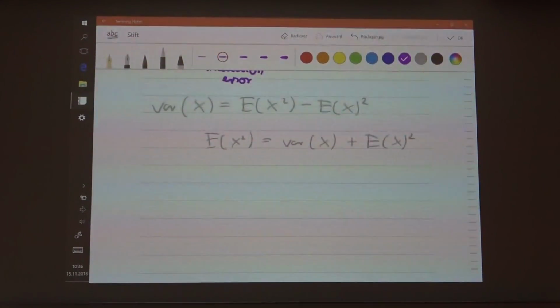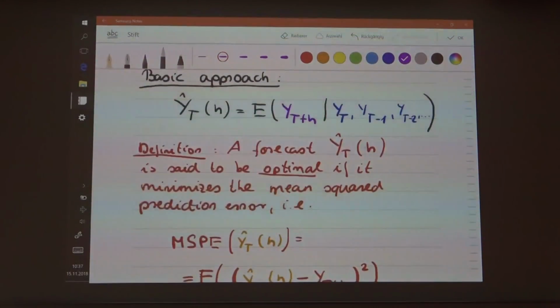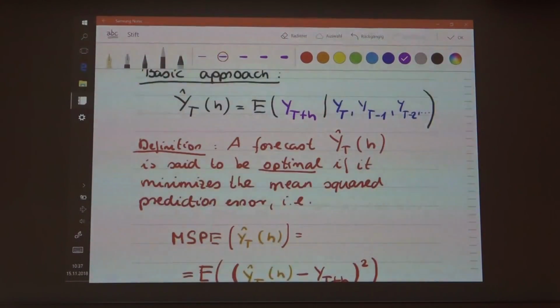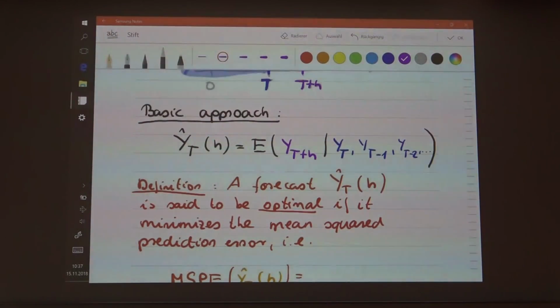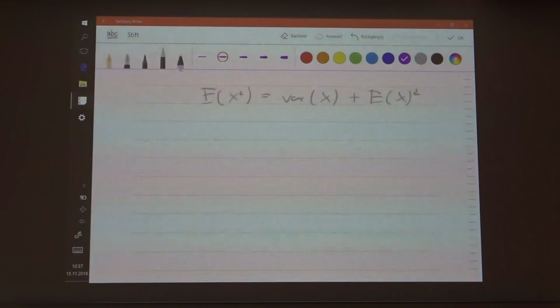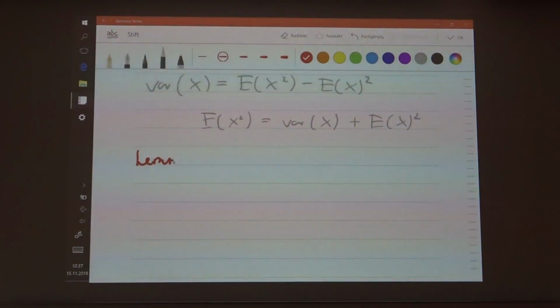Now, I will generate the following lemma. So if we set this equal to, this is going to be the basic approach here. If you take that as your forecast, then you could have the following properties. Let's say we have an ARMA process. This is called a lemma, and you could use this for an ARMA process.